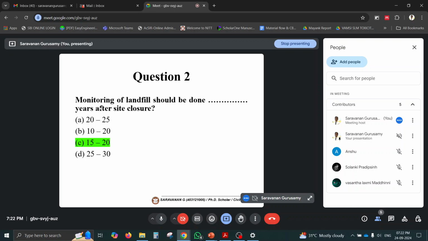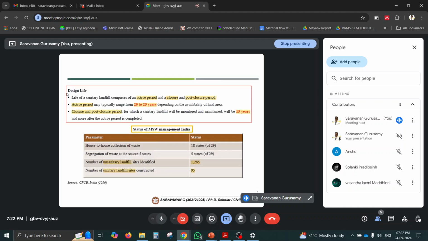So 20 to 25 years will be the active period. After that, we need 15 to 20 years as a monitoring period. That's what we have discussed in the design life: active period, closure and post-closure period. Active period will be 20 to 25 years. Closure and post-closure period will be around the next 15 years. That's called the monitoring period.